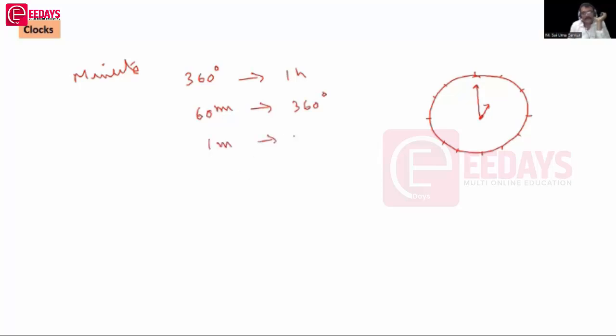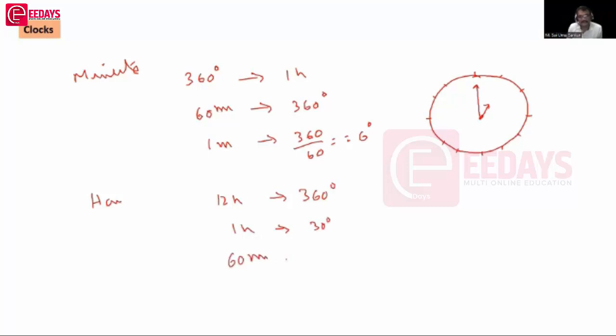In 1 minute, it covers how many degrees? That is equal to 360 by 60. So this is equal to 6 degrees. The minute hand covers 6 degrees in 1 minute. And what about the hour hand? It takes 12 hours to cover 360 degrees. In 1 hour, it covers how many degrees? That is equal to 30 degrees. That means in 60 minutes, it covers 30 degrees. In 1 minute, it covers how many degrees? 30 by 60, that is equal to half degree, right?